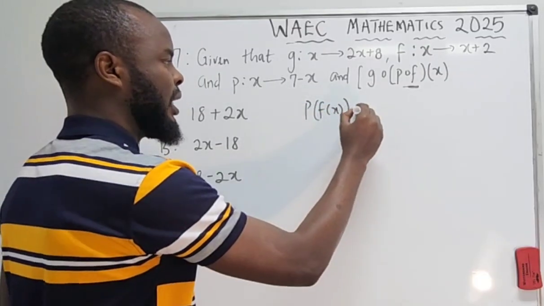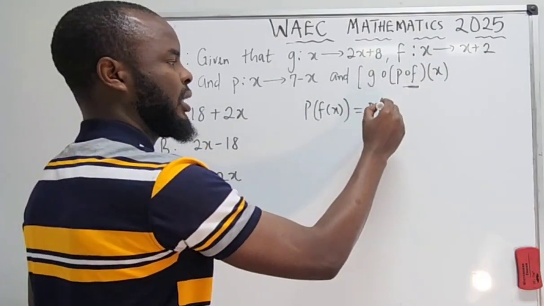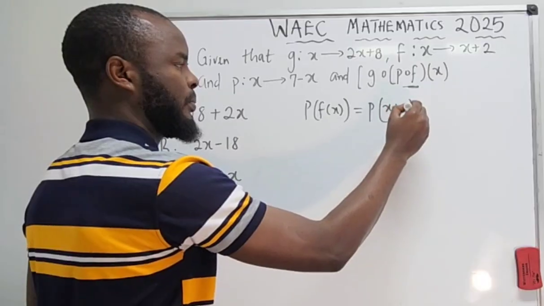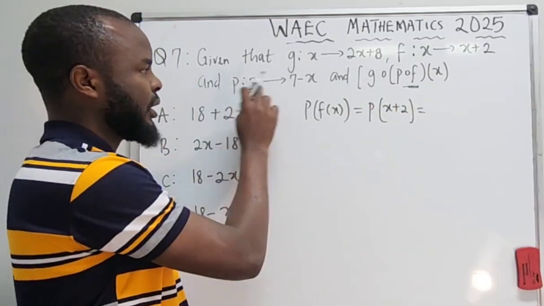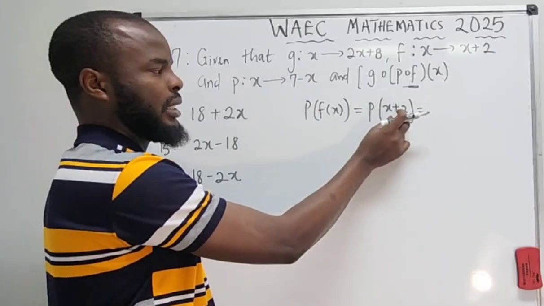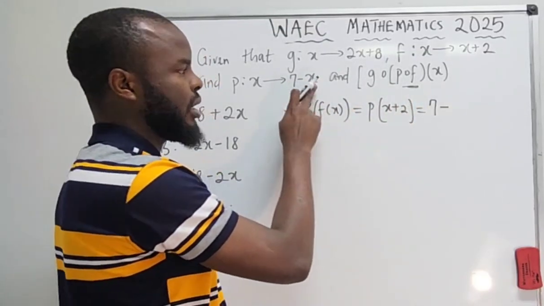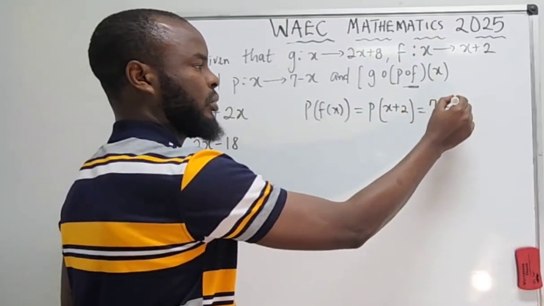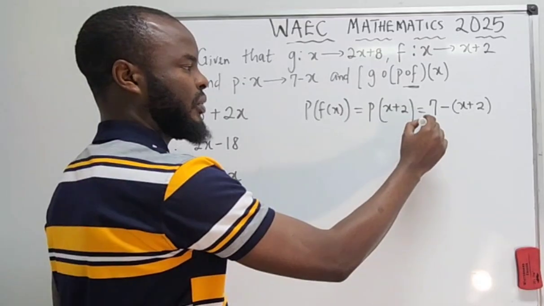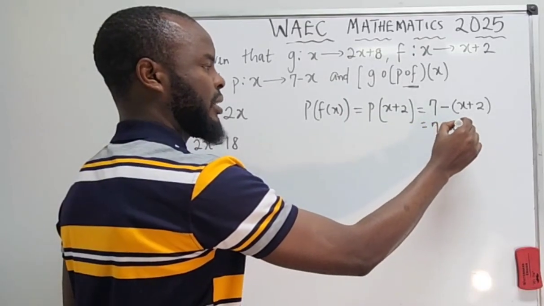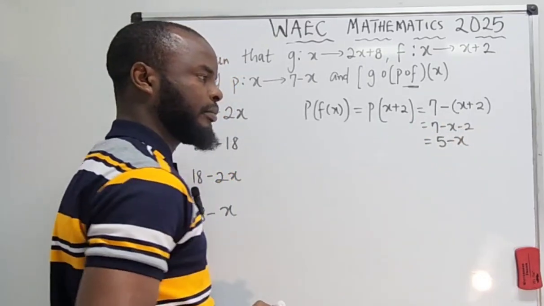Now, to do this, here we have p. What is f of x? F of x is x plus 2. What we want to do is, this is p. So anywhere you see x, you plug in this in place of x. So here we have 7 minus, instead of having x, we change it to x plus 2. So here we have this to be 7 minus x minus 2, which is 5 minus x.